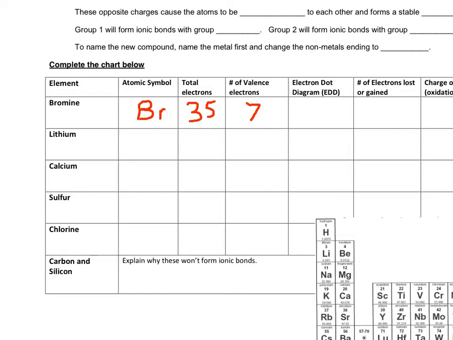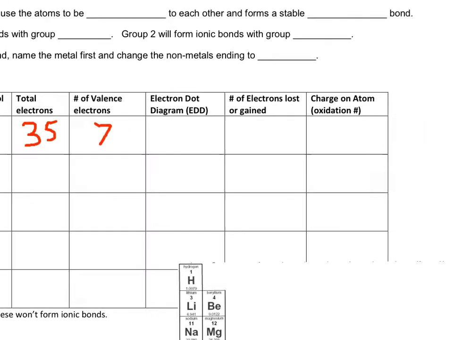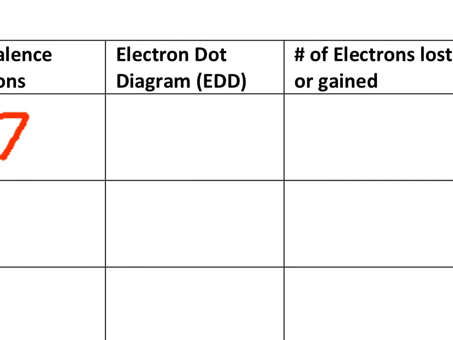Electron dot diagram. Zoom in here when I do that. You're going to write Br, and you're going to put your 7 valence electrons. 1, 2, 3, 4, 5, 6, 7 valence electrons.